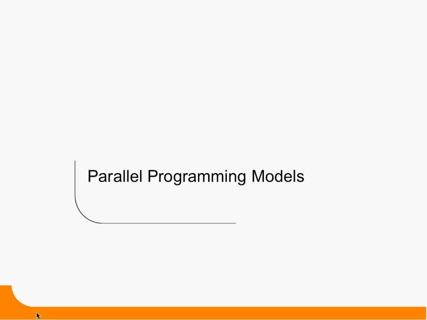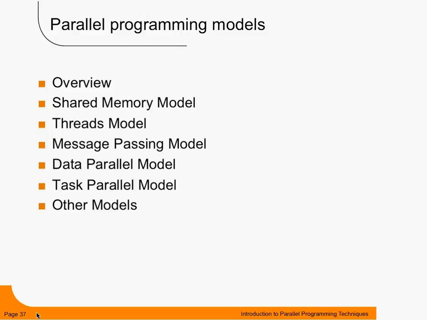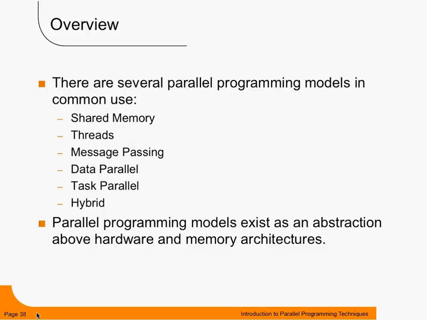So we have talked about models like parallel machines and how they are connected and how they work. Now, in terms of programming, there are different types of programming models, like shared memory model, thread model, data model, task model. So let's take them one by one.